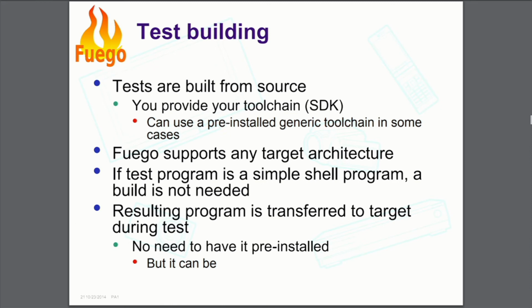If the test program is a simple shell script and uses an existing program on target, like we have a test for dd, we use dd as a benchmark, then there's no build step involved, and you can have empty steps if they don't apply to your test. And then the resulting program, when we do a build, is transferred to the target, so it doesn't have to be pre-installed. But if it is pre-installed, you can check for that in your test and use the pre-installed one.